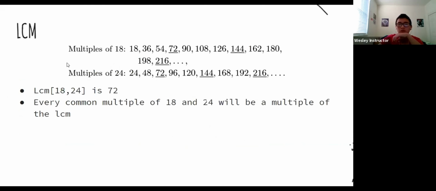So LCM. We look at the top here, multiples of 18 and multiples of 24. If we write out all the multiples of 18 and all the multiples of 24, we see that the LCM is 72. So 72 here and 72 here. But we also look at the common multiples greater than 72, and we see that those numbers are also multiples of the LCM. So what this means is every common multiple of 18 and 24 will be a multiple of the LCM. And this is true for any numbers.